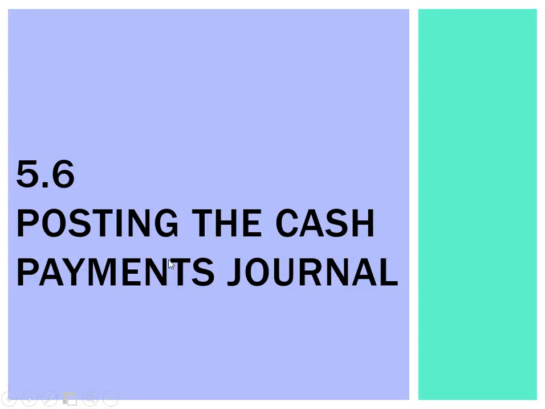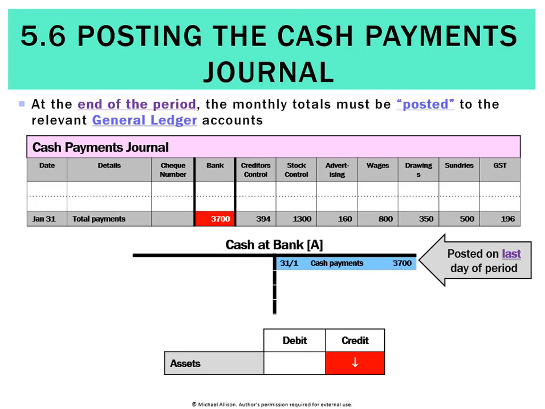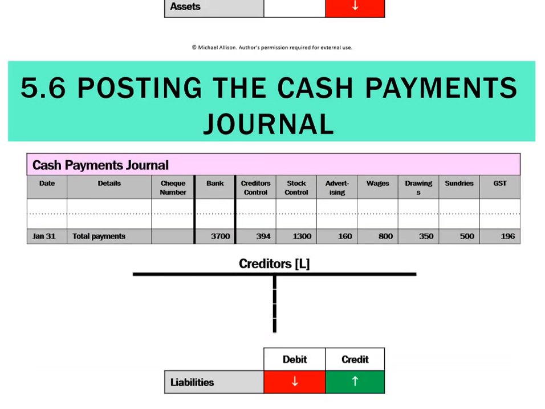As we did with the cash receipts journal, we're going to post the titles of the cash payments journal. So the first one we've got is the title of the bank column. That's all the cash we've paid for the month. So that's going to reduce our asset, so that'll be a credit. Always post on the last day of the period, and the reference we'll talk about at the end.